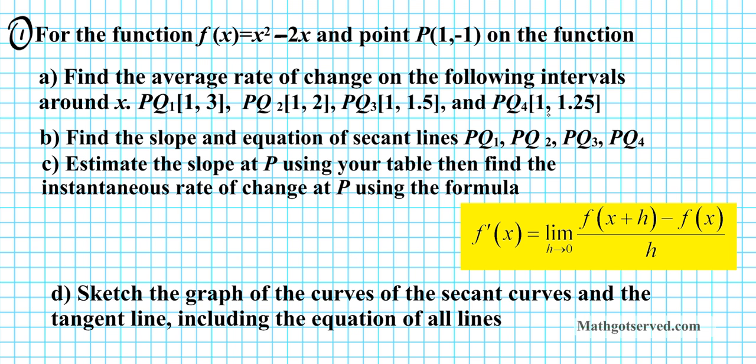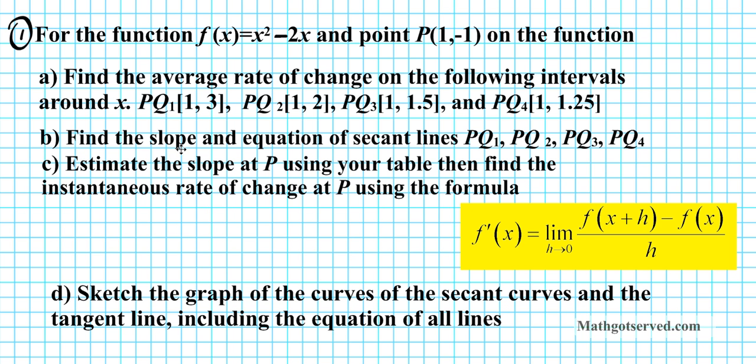So if you examine these intervals, what you notice is that our h in this case is getting smaller. The second value, the upper bound of our interval, is heading towards the first value. Basically, x is going towards 1. So in this case, h is 2. Here, h is 1. H is 0.5. And here, h is 0.25. So the second term in each interval is getting closer and closer to the first point P, which has 1 as the x coordinate. So that's just a point to keep in mind.